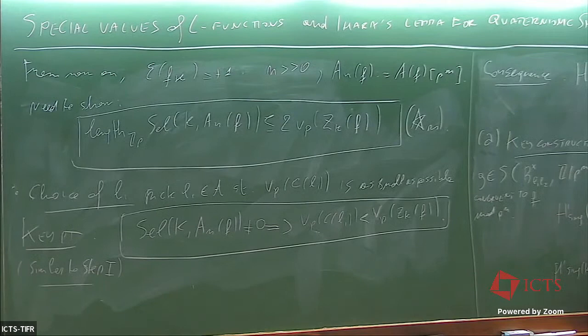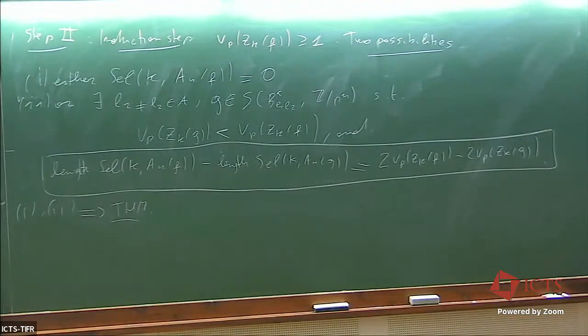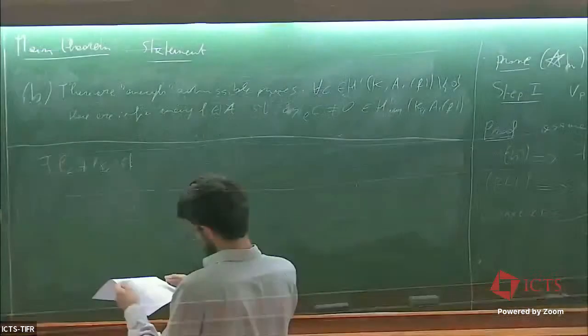So let's move on here. These are the key steps. I want to keep them. Let's move here. So maybe let me just say that once you have done this, you also show that there exists L2 different from L1 such that the following happens.